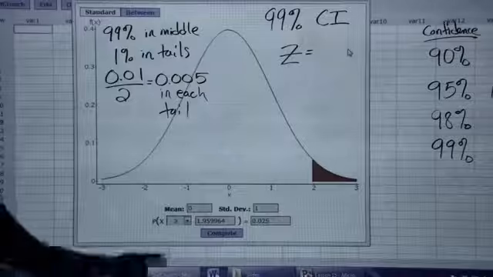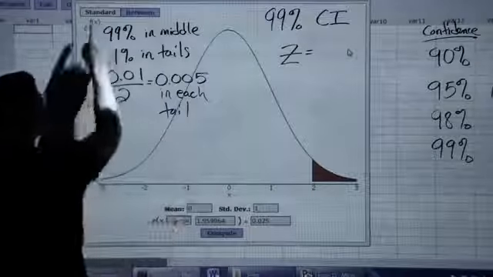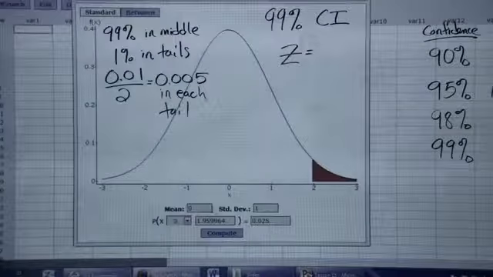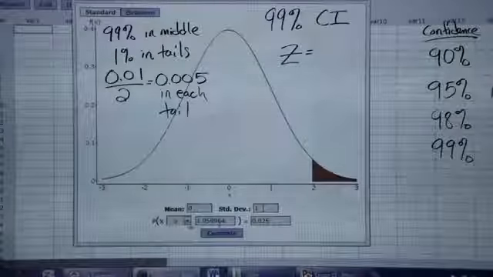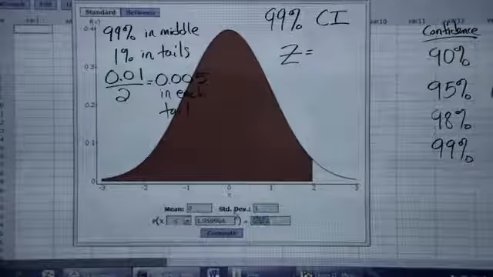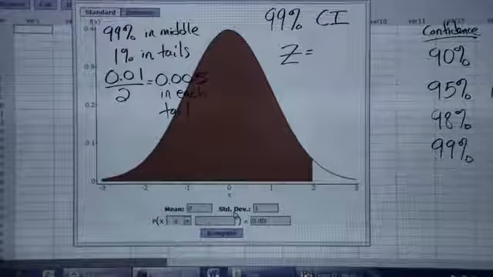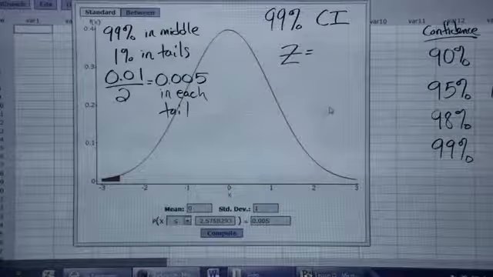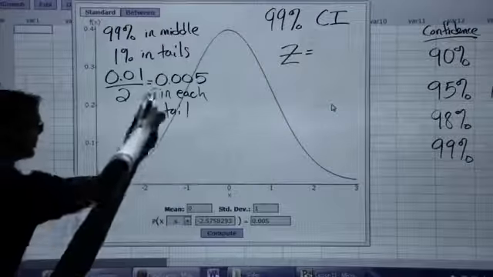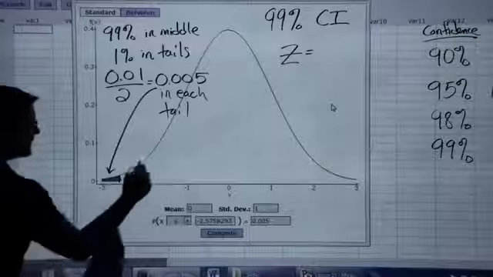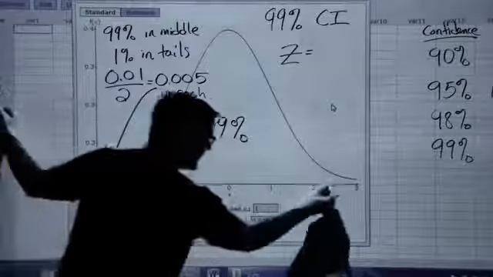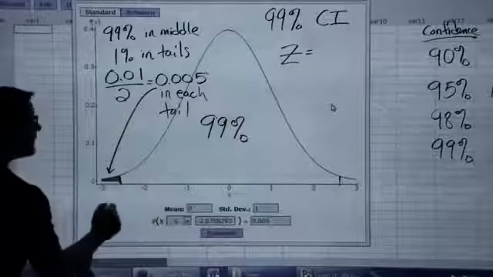I'm in standard, or I will be. Let's see, we go back to standard. The mean is 0, standard deviation is 1. In the left tail, let me put 0.005. I change to less than, and I'm going to compute. Way down here, that's the 0.005. Remember, we're sticking 99% in the middle from here and then up to here somewhere. That's the number that we need.